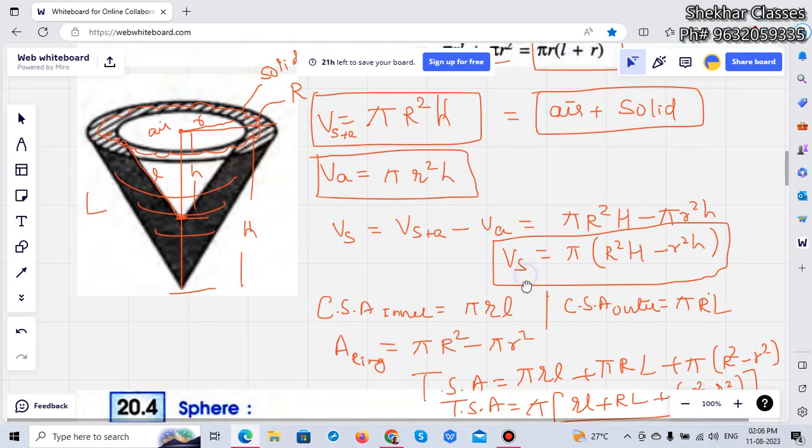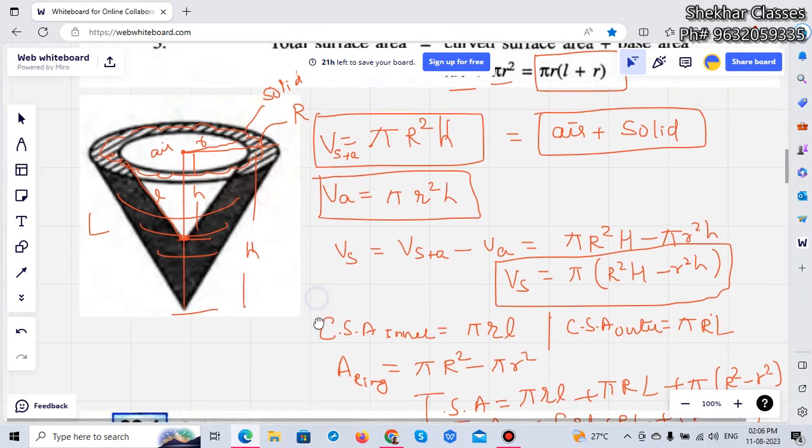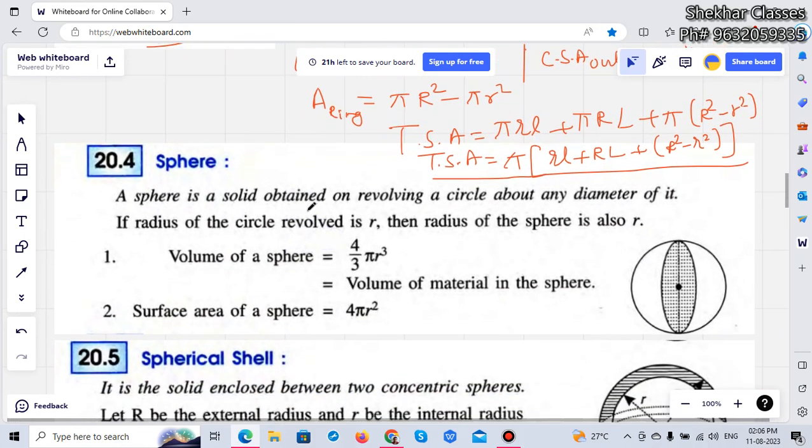So remember, this is how we have to calculate the total surface area. Total surface area means outer surface area, inner surface area, and the area of this ring, or base. Is it okay? Now comes the sphere. This is the sphere, right? If it is a sphere, it has a particular radius. Let the radius be r.